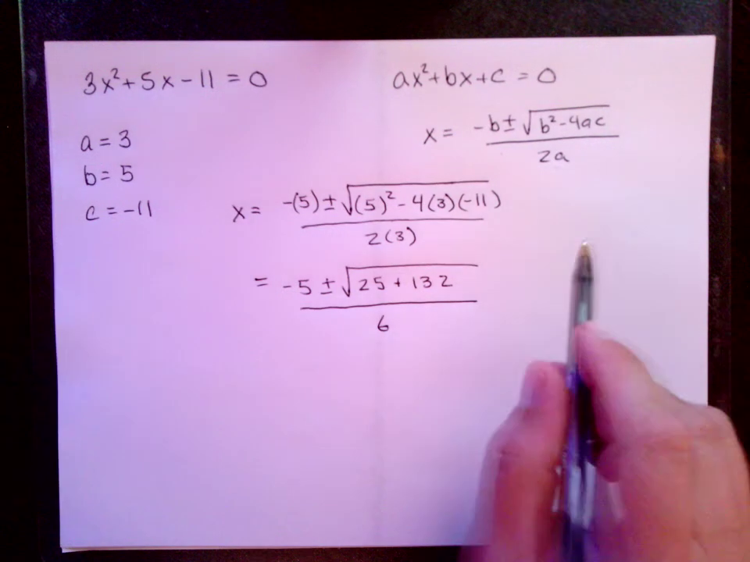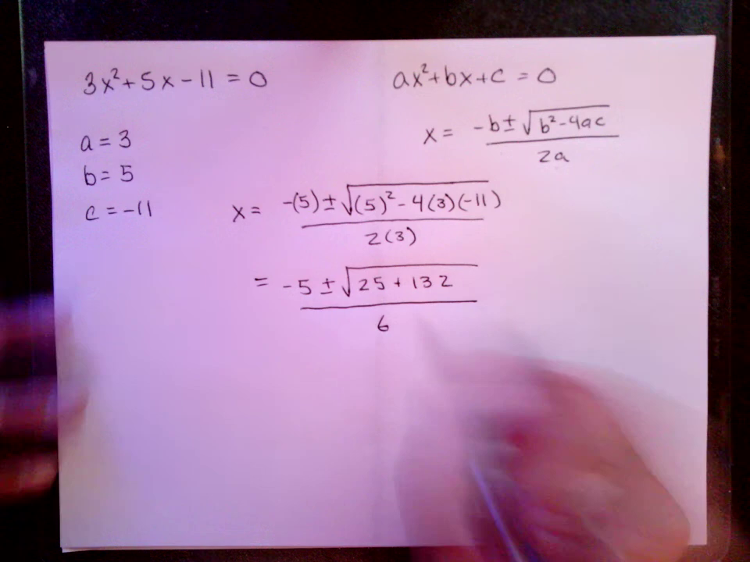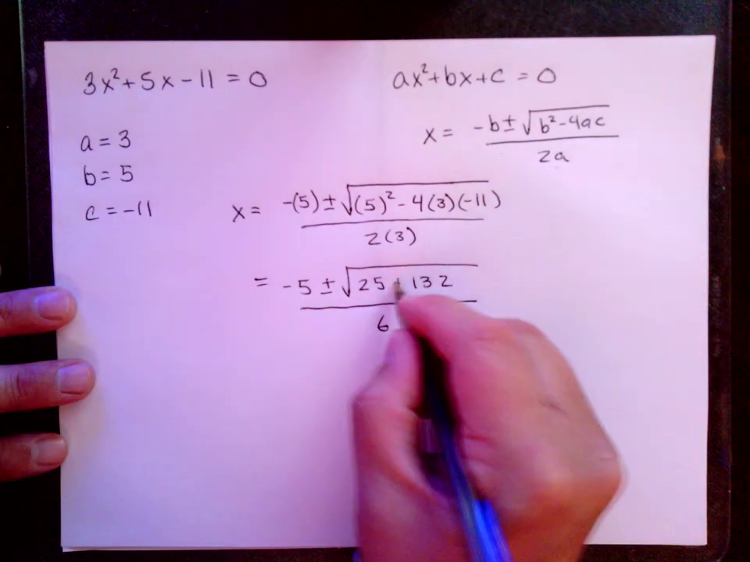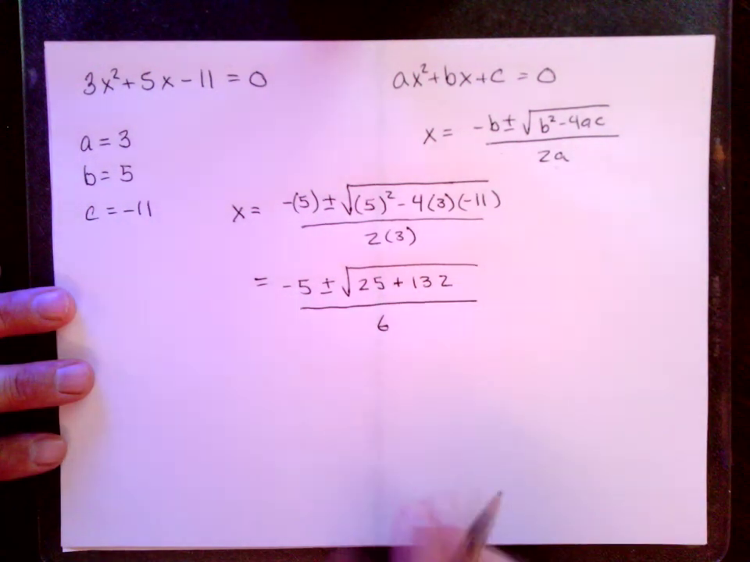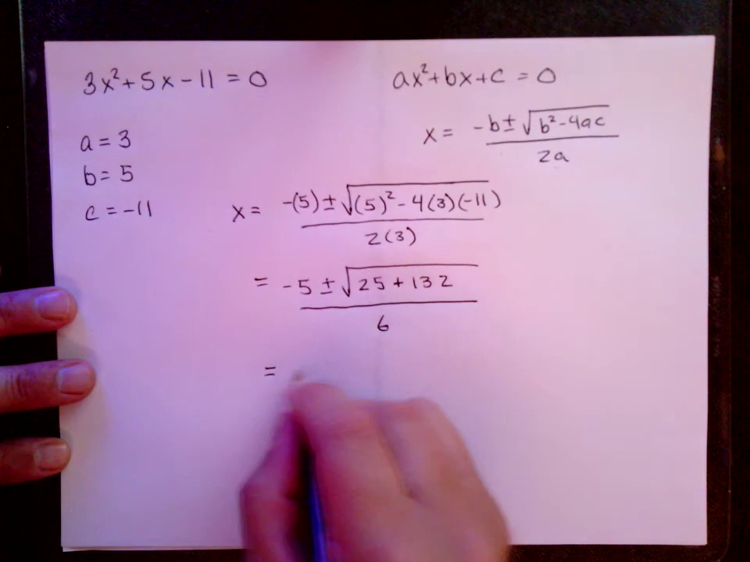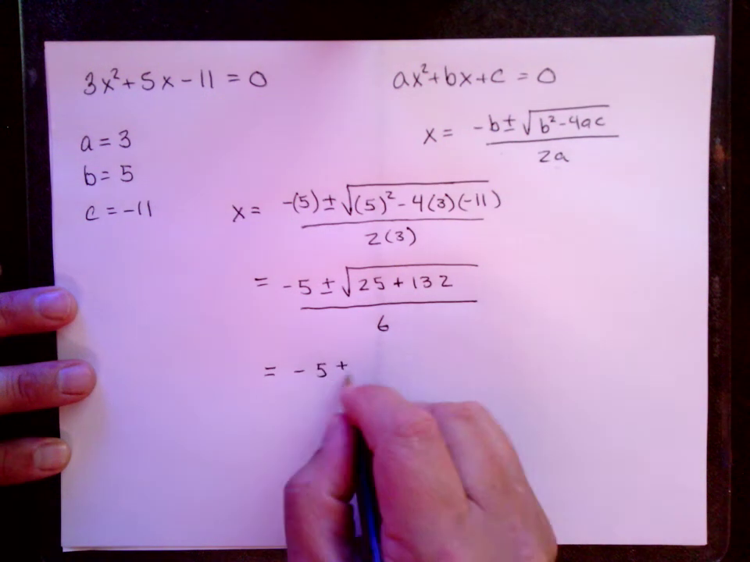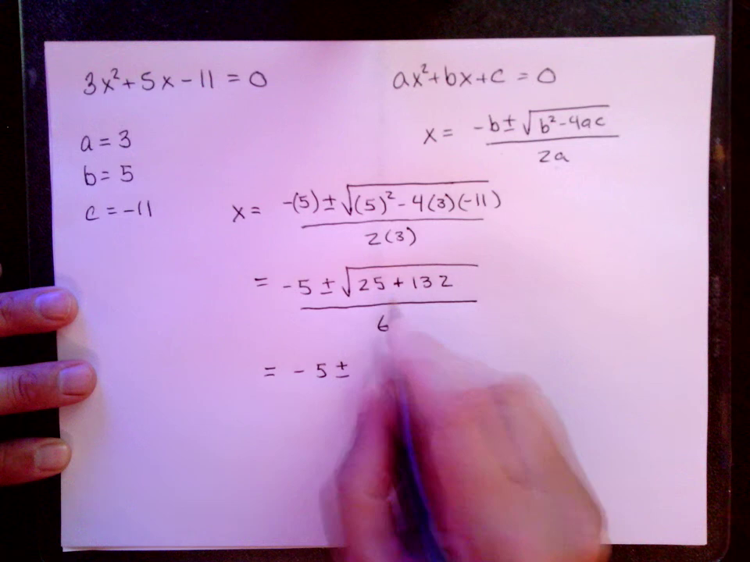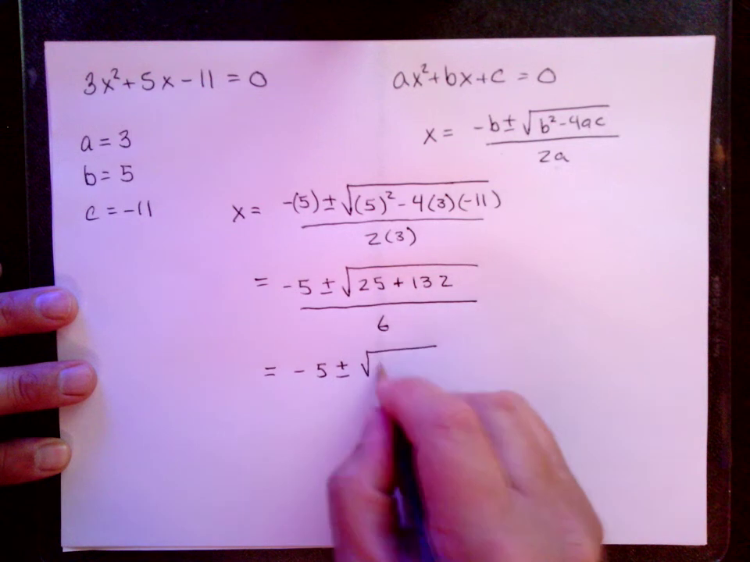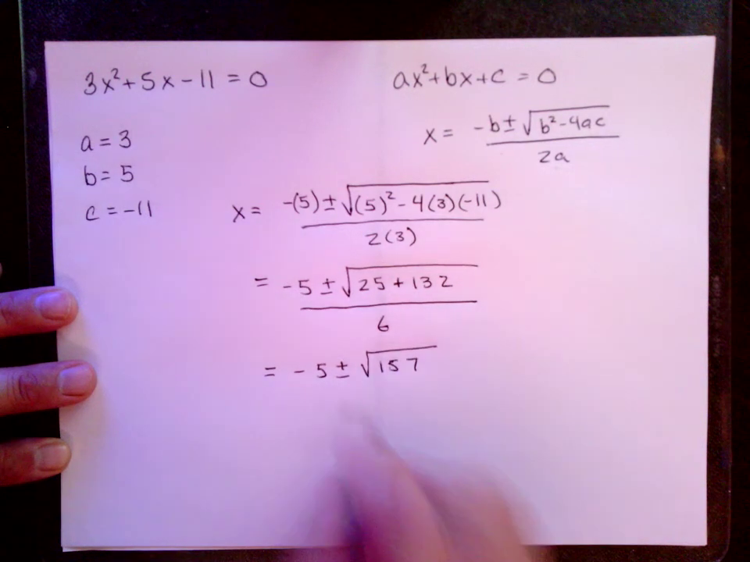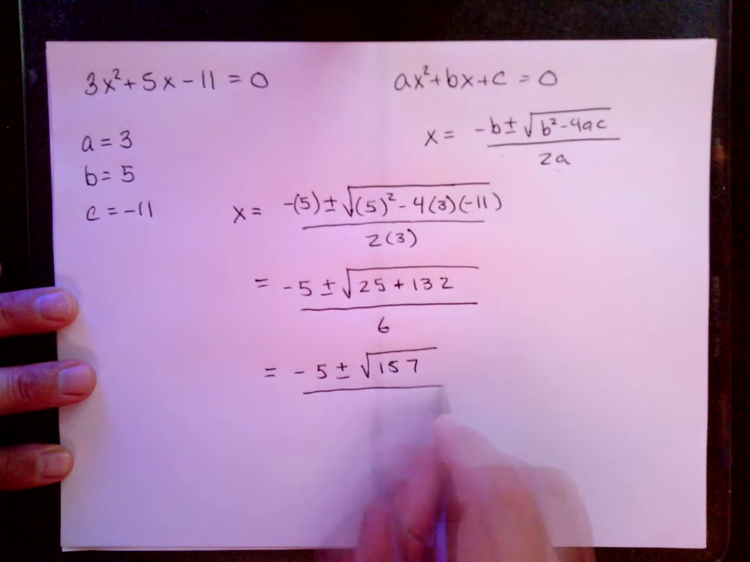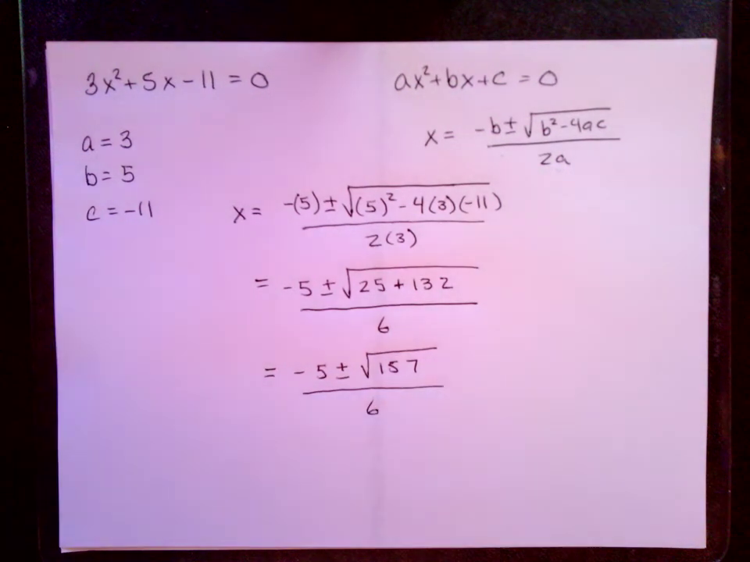Times 11, sure, 132. Okay, a little bit more. Again, we're just doing some arithmetic. 157 over 6. And so we have two values for the solution of that quadratic equation.